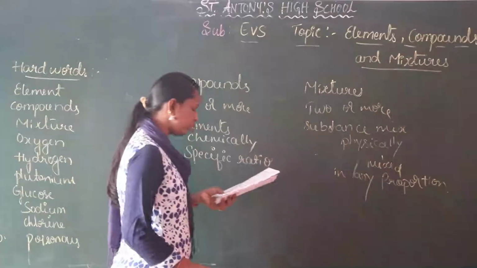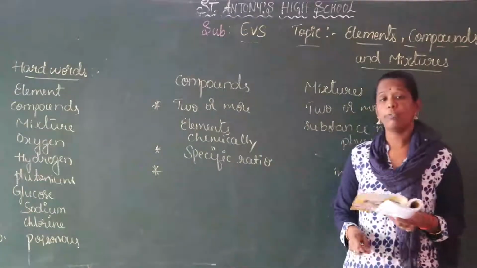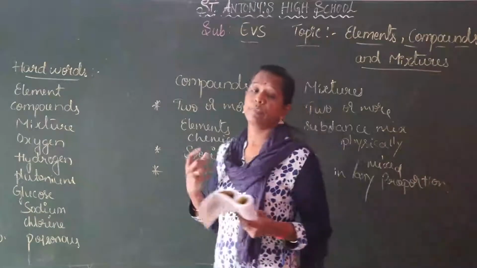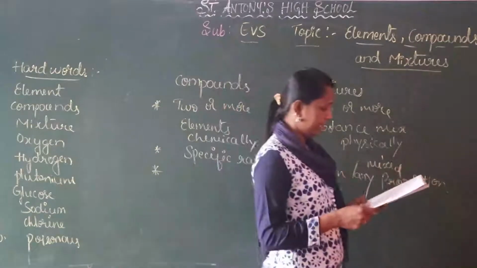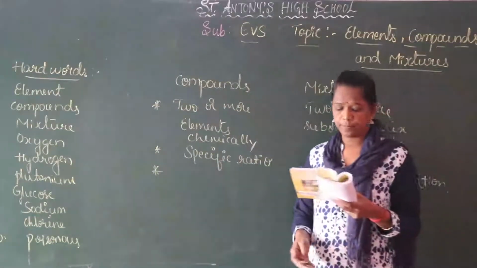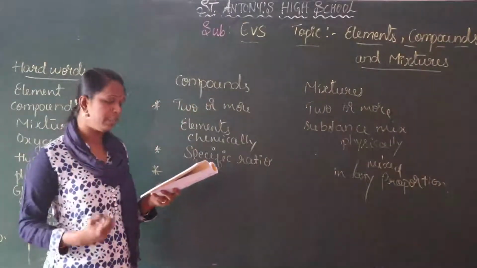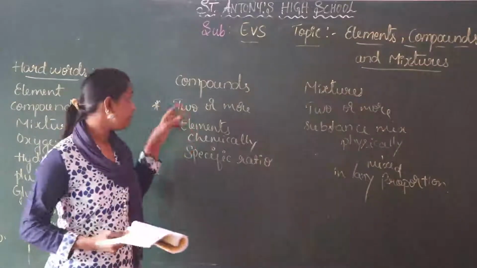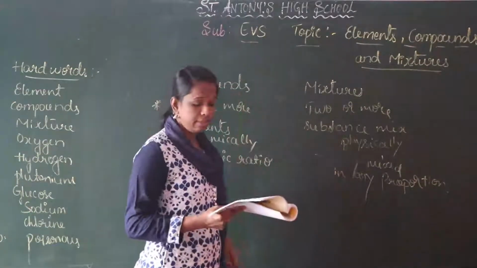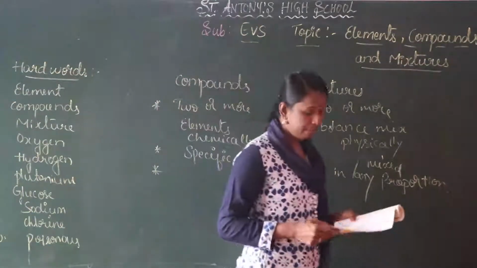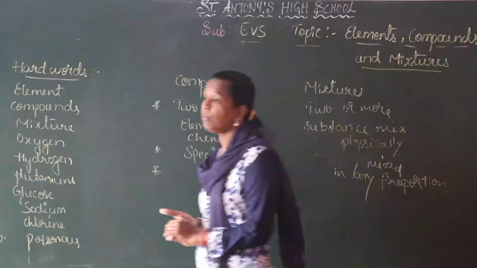Next, the constituent substances of a compound do not retain their original properties after combination. But in the mixture, the constituent substances can retain their individual properties. Next, the fourth difference between compound and mixture: compounds cannot be separated by simple methods. They can be separated by a chemical reaction, which will be discussed in the higher classes. Whereas the mixture can be separated by simple methods.